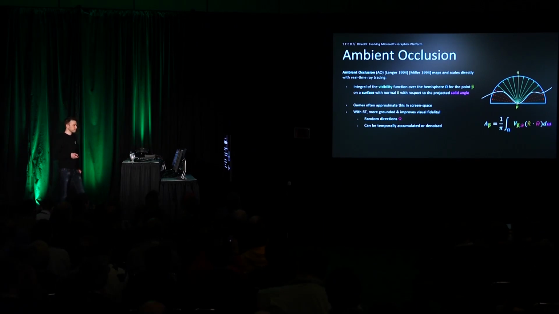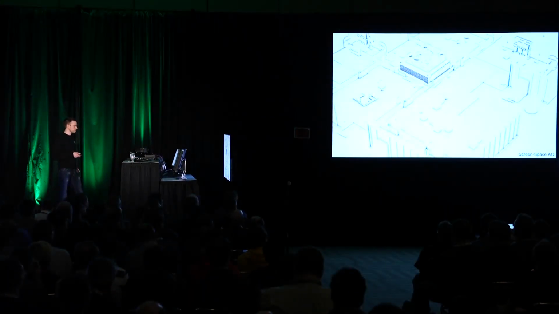Obviously, another technique that maps and scales well to real-time ray tracing is ambient occlusion. So, since ambient occlusion is the integral of the visibility function over the hemisphere, we get more grounded results because all the random directions that we use during sampling actually end up in the scene, unlike with screen space techniques, where rays can go either outside the screen or just the hit point is just not visible. And so let's look at some results.